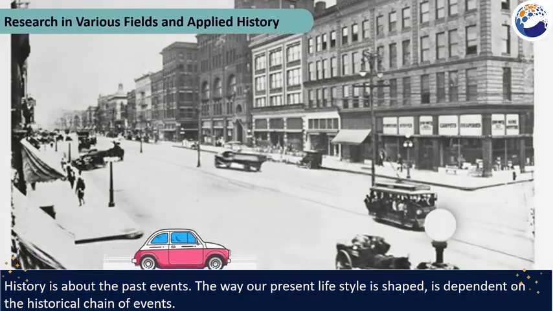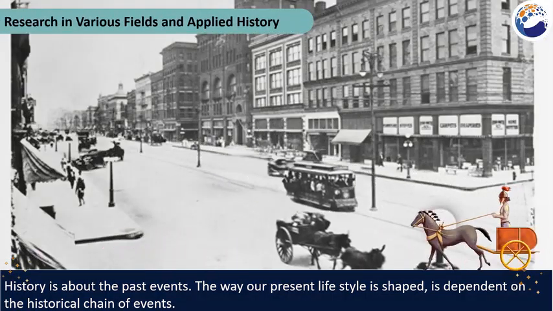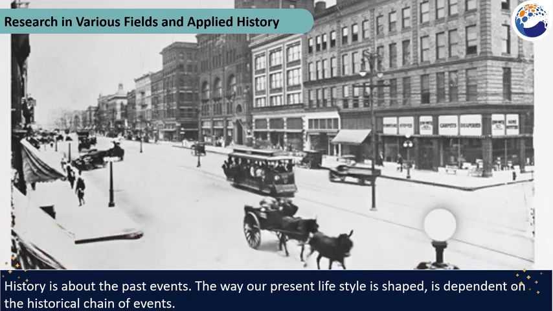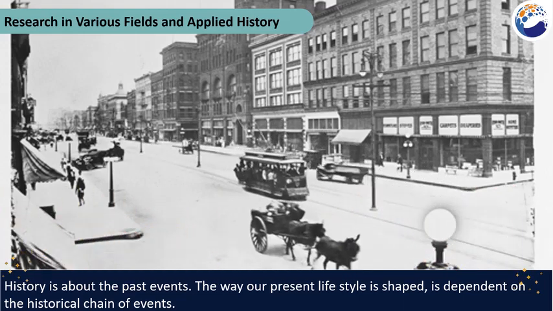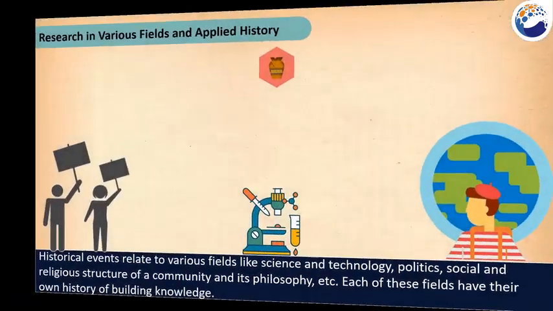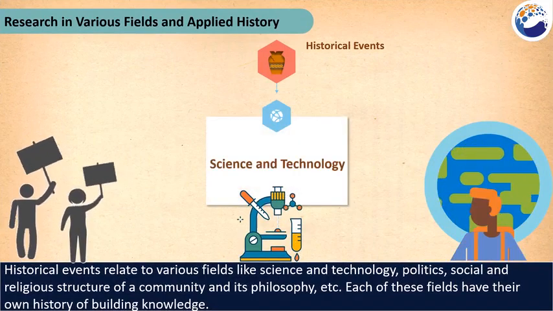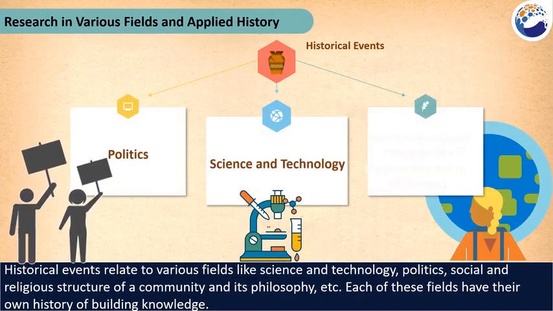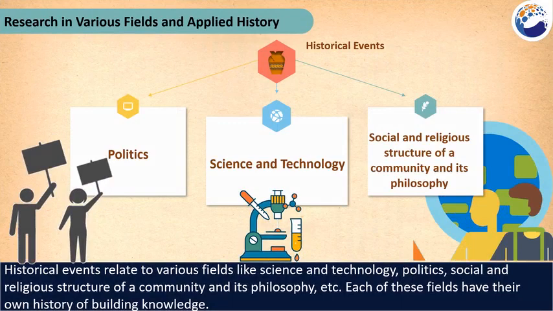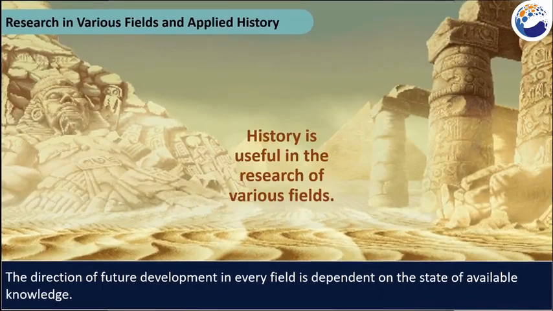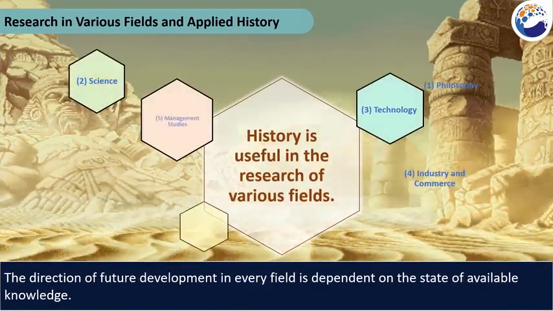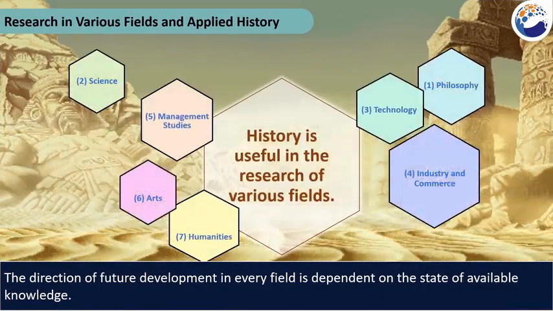Research in various fields and applied history. History is about the past events. The way our present lifestyle is shaped is dependent on the historical chain of events. Historical events relate to various fields like politics, social and religious structure of a community, philosophy, technology, science, etc. Each of these fields has its own history of building knowledge. The direction of future development in every field is dependent on the state of available knowledge.